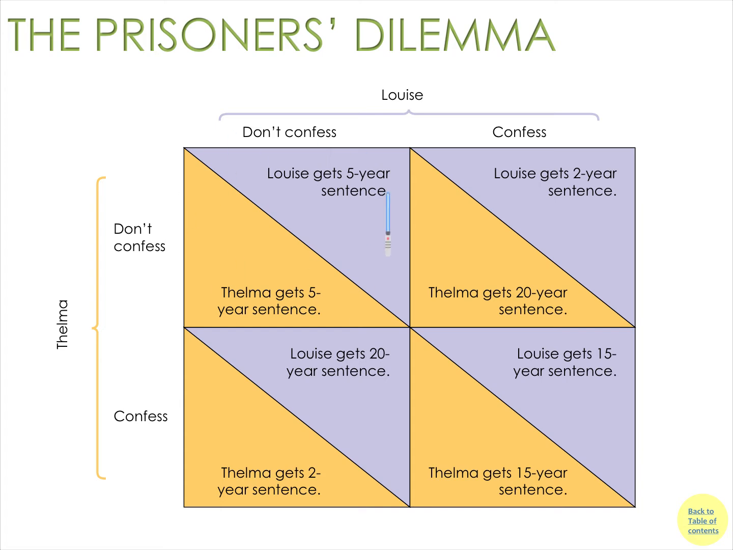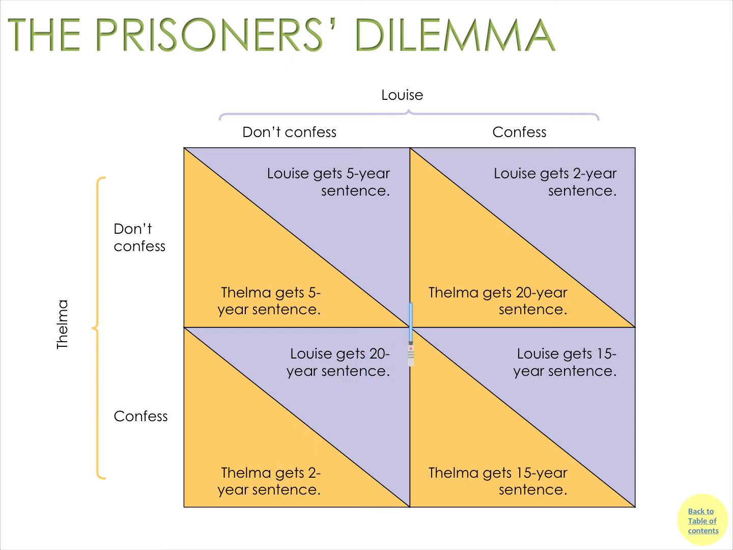So top left box, they're both not confessing. They both get 5-year sentences. If Louise does not confess, but Thelma does confess, then we move down to the bottom left box, and Louise gets, you guessed it, a longer sentence because she should have confessed. Thelma confessed, threw Louise under the bus, and so Thelma gets a lighter sentence. Louise gets a 20-year sentence.